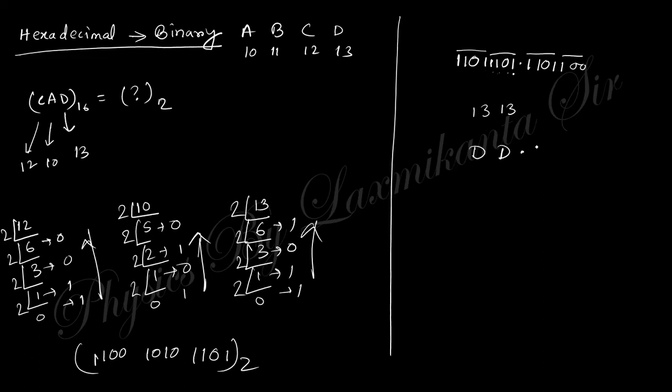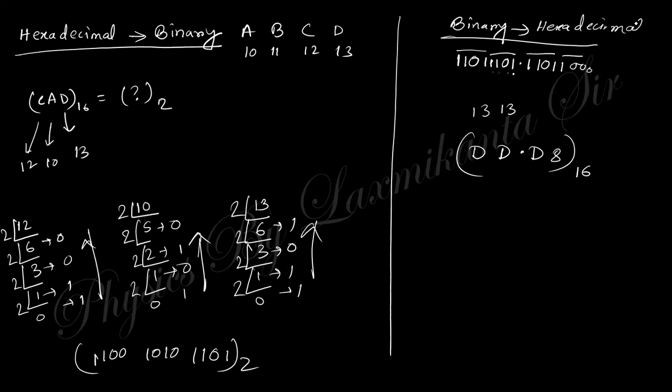10, this is again 13, D. 1 2 4 8 8, so this gives you like that 16. So this is binary to hexadecimal. So I think you are clear about this conversion, binary to hexadecimal.